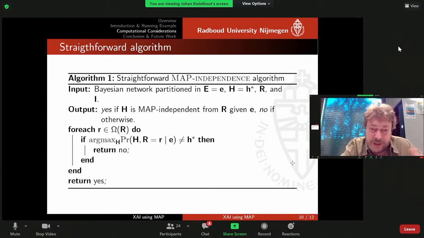And then if that is different from the H star that was given as input, then we return no as an answer. If that succeeds for all of these sets, then we return yes. And it's easy to see that the source of complexity here is the determination of the MAP problem in this case, and the iteration over all the potentially exponential joint value assignments to R.